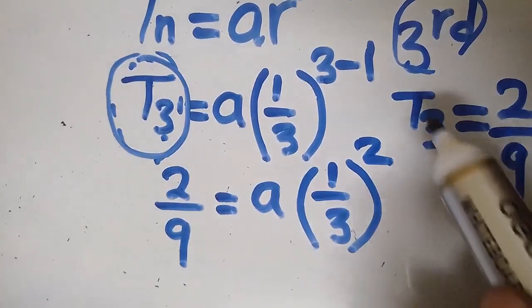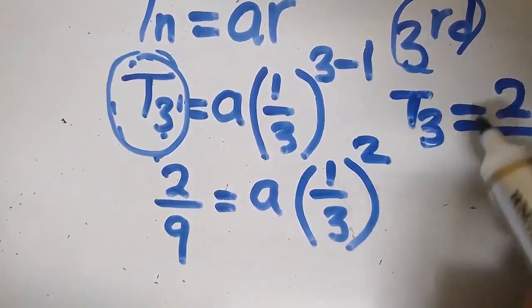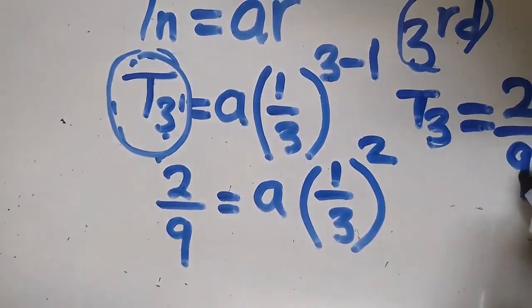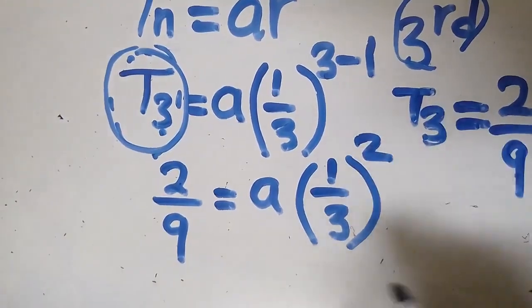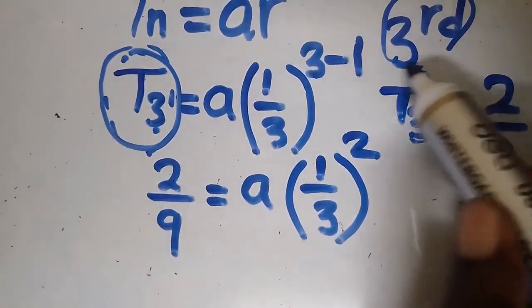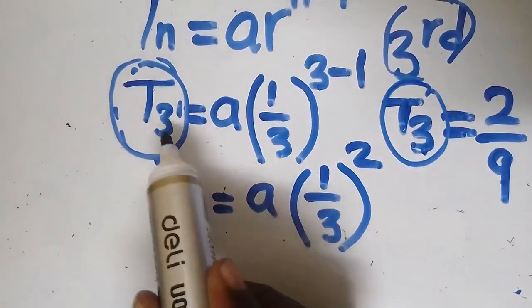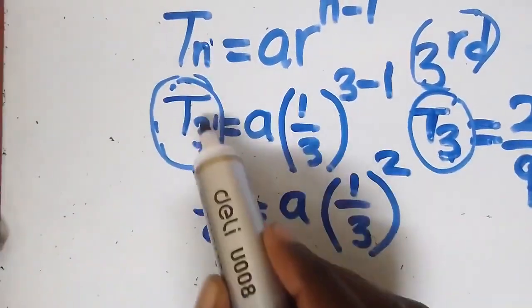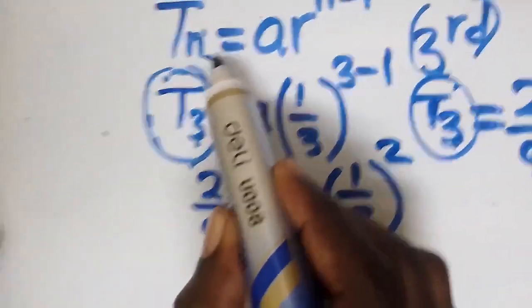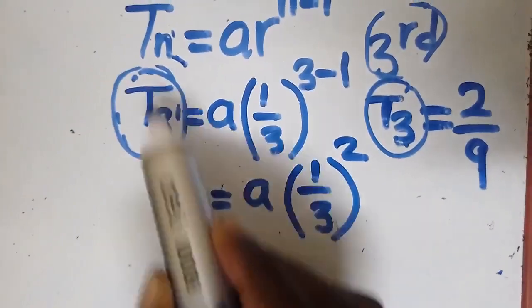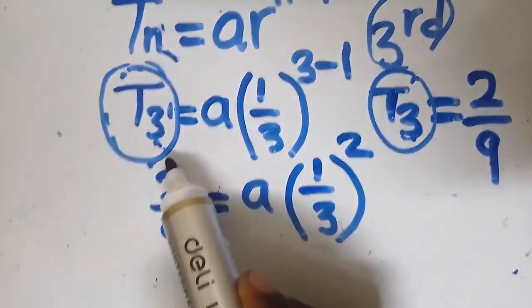So you use T3 is equal to what? 2 over 9. T3 means you are finding the term number 3. So term number 3, T3. Have you seen here? T3. These are the same, but there we add the n. The n is 3. So it means n is what? n is 3. This is what you need to do.